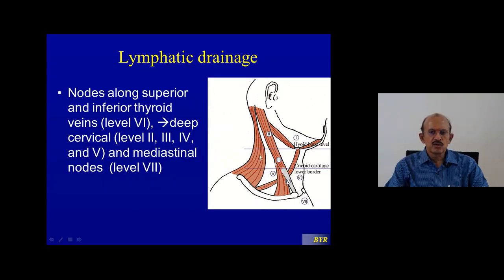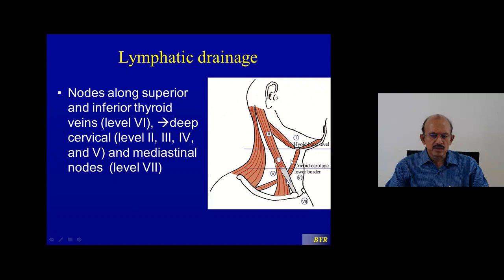I hope all of you know the levels of lymph nodes in the neck. The submandibular triangle lymph nodes are marked as level 1. The lateral part of the neck is again divided into 3 zones. Level 2 means the nodes above a line drawn along the upper border of the thyroid cartilage. These nodes are mainly situated along the internal jugular vein.